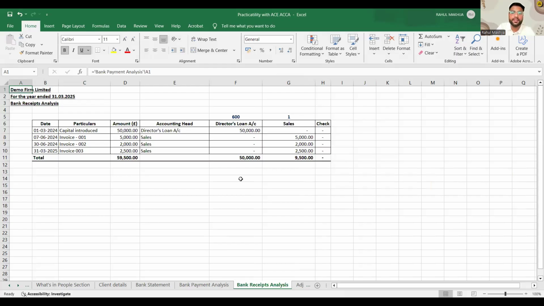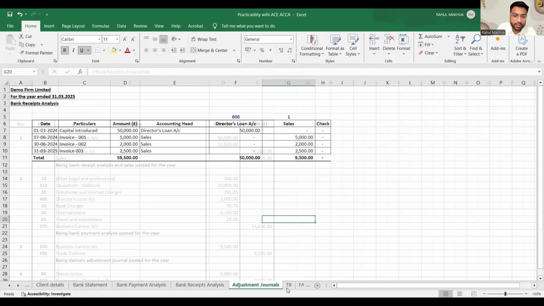So after categorizing the sales bank receipt analysis, we have categorized capital introduced and director loan account. And apart from that, there are only sales made payments. So we have categorized that into sales.